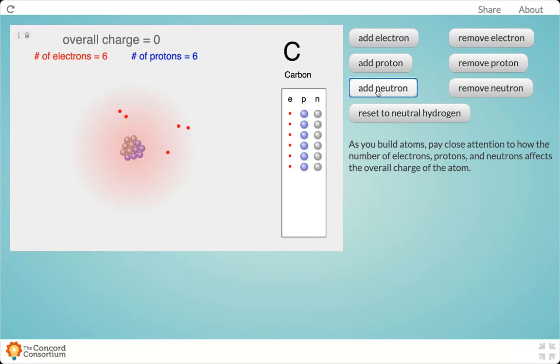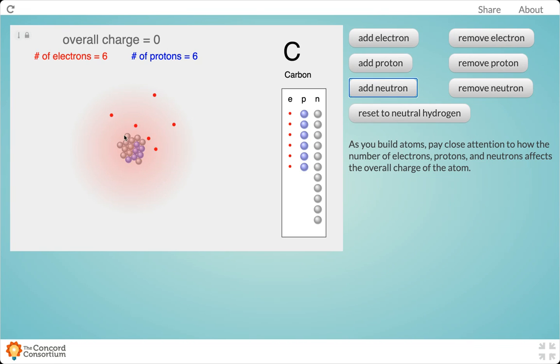Our goal with this video is, what if I were to keep adding neutrons to the nucleus? Would that change anything about the atom in terms of its overall charge? Well, let's take a look. If I add 1 extra neutron, no change in the overall charge. If I add 2, 3, 4, 5, nothing with the overall charge changes.